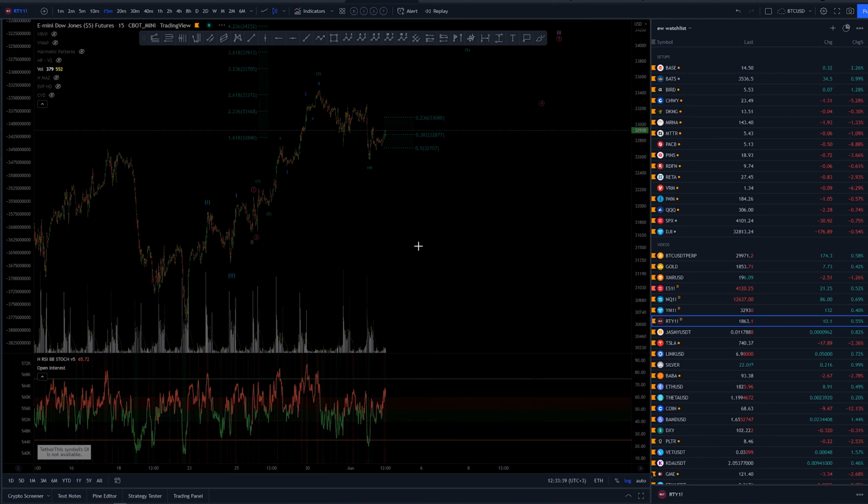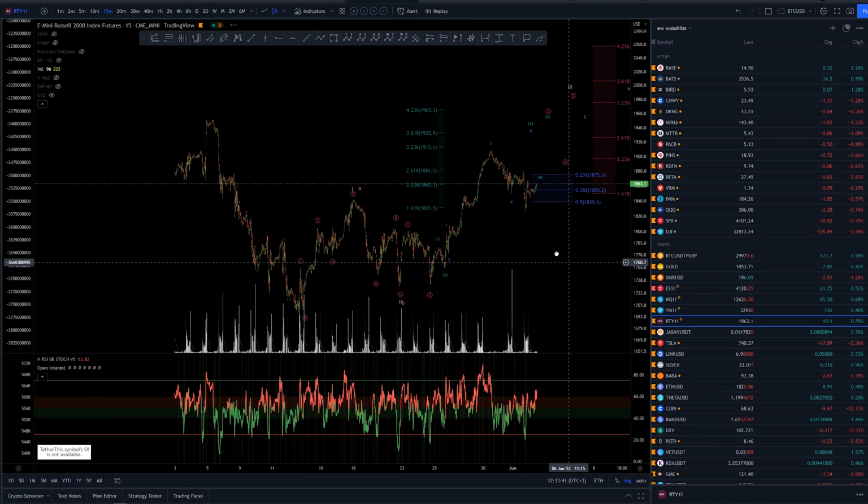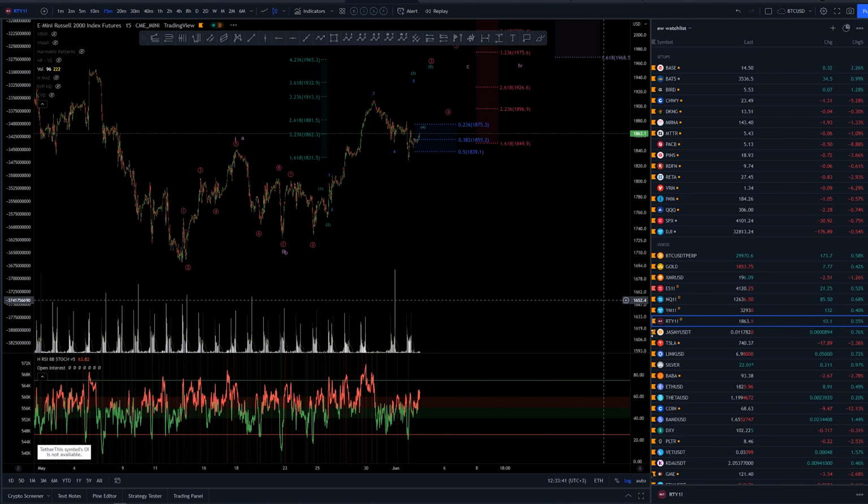Let's take a look at the Russell 2000, if there's anything different here. So, again, possible 1, 2, or A, B, and then 3 or C coming up. This was a bit weird looking as well. We had possible 1, 2, 3, 4, and 5 in the third. And, again, we are getting really deep retracements here. This definitely looks ABC-ish, or a zigzag, I mean.